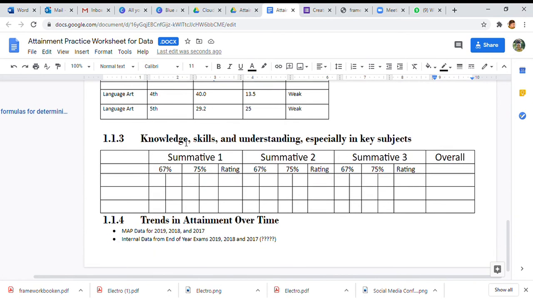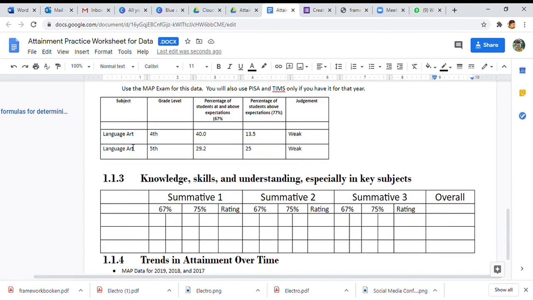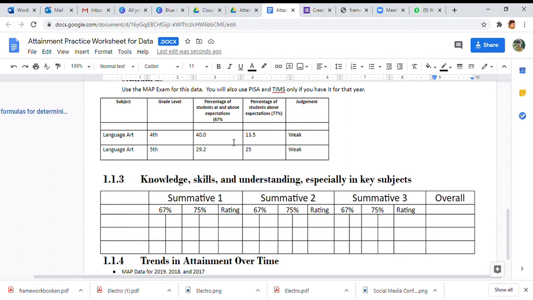Now, 1.13, I'll walk through this real quick. It's the same process of inputting your information in, and I have a video that describes this in detail. 1.13 is knowledge, skills, and understanding, especially in key subjects. This is when you take your classroom data and observations, but remember, you're keeping it data, so this is not what you see, it's what you can prove. You evaluate it. You have exit tickets that prove this. You have summative exams that prove this.